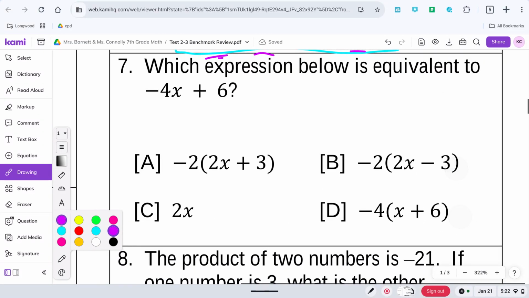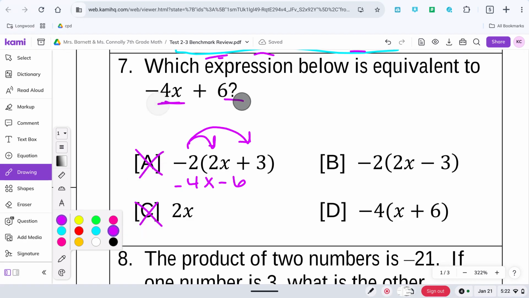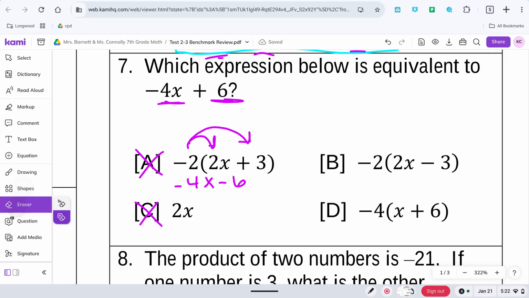Which expression below is equivalent to negative 4x plus 6? I have A is negative 2, parentheses, 2x plus 3. I'm going to distribute the negative 2 through to see what happens. Negative 2 times 2x is negative 4x, and negative 2 times 3 is negative 6. That's not it, because it's a minus 6, and that one's plus 6. 2x is obviously not it. We can't mix an x and a not x. Those do not go together, so we cannot put that one.